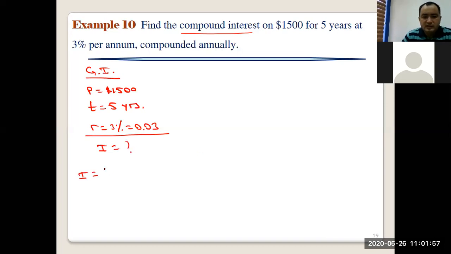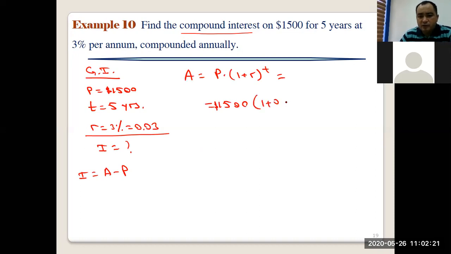And we know the compound interest is amount minus principal. First, we know P, we need to find A first to answer this question. So the amount is principal times (1 plus R) to the power T, in general. But in our example, P is $1,500 times (1 plus the rate 0.03) to the power 5, which is equal to 1,500 times 1.03 to the power 5. Let me write it correct to 2 decimal places. It is 1739.91.